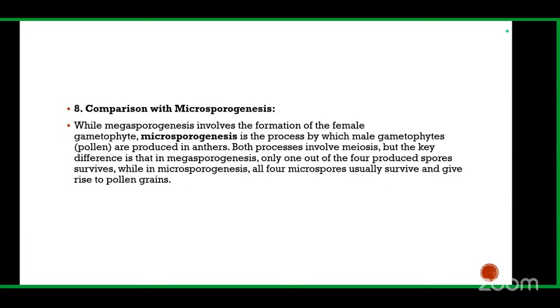Now, comparison with microsporogenesis. While megasporogenesis involves the formation of the female gametophyte, microsporogenesis is the process by which the male gametophyte, pollen, is produced in the anther. Both processes involve meiosis, but the key difference is that in megasporogenesis, only 1 out of the 4 produced spores survives, while in microsporogenesis, all 4 microspores usually survive and give rise to pollen grains. This is the key difference.